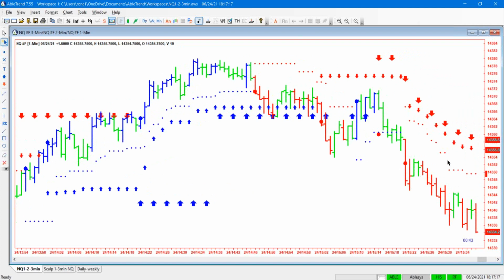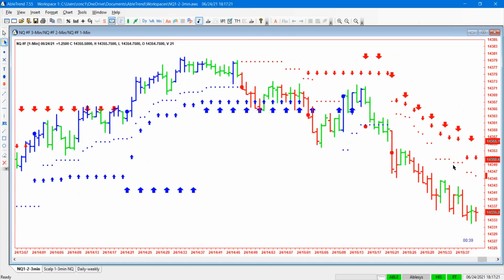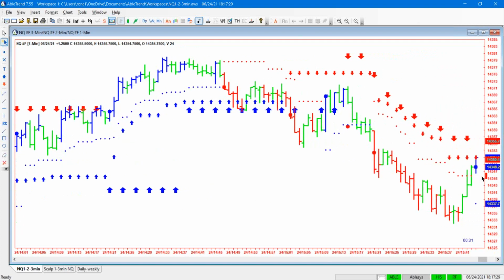Previous higher red dot. Not the first one, the previous higher one. Okay. Now we're break even because it's about where we got in. This is about where our stop is. Notice the dots are going lower. That's a good thing. And then it shoots up.